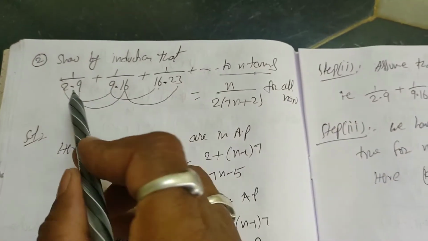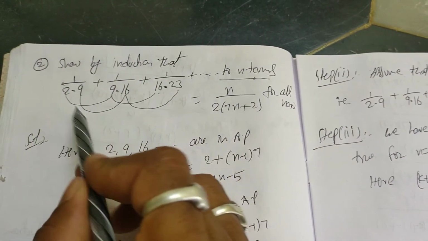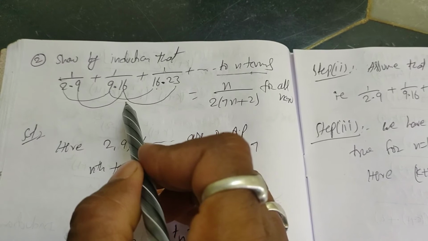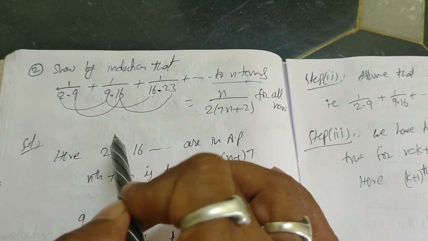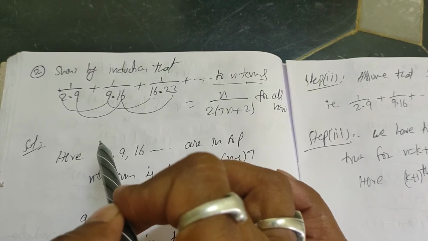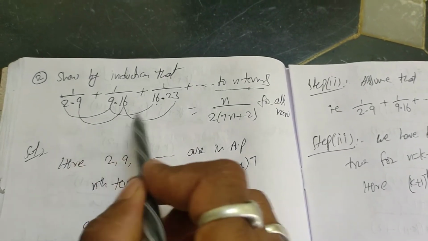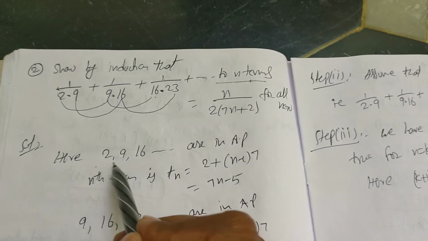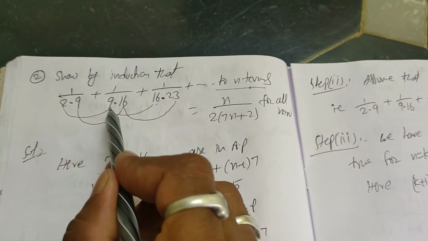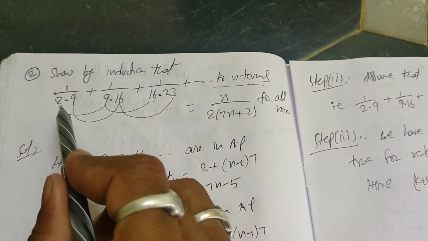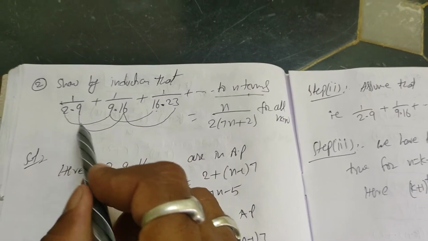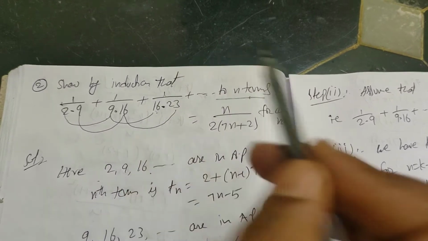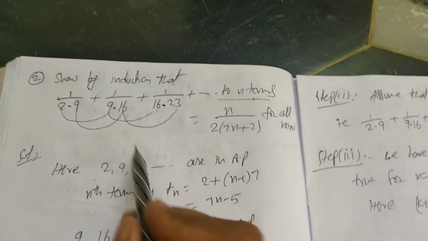See here, whenever they give a series like this, it may be in GP or AP. We have to check it. If the common difference is the same, it is AP. If the common ratio is the same, it is GP. So 2, 9, 16 and so on are the first factors. We have to start with the first one, so if you start with 2 and go in the same way, 2, 9, 16. What is the common difference?